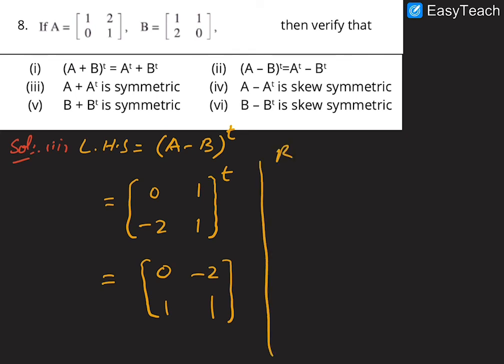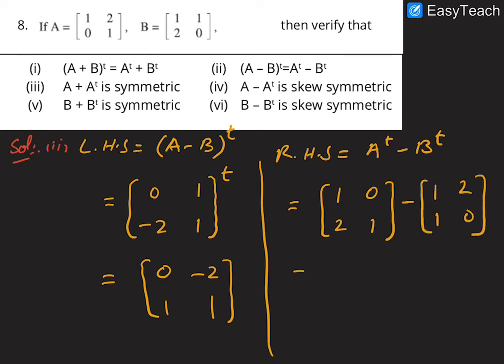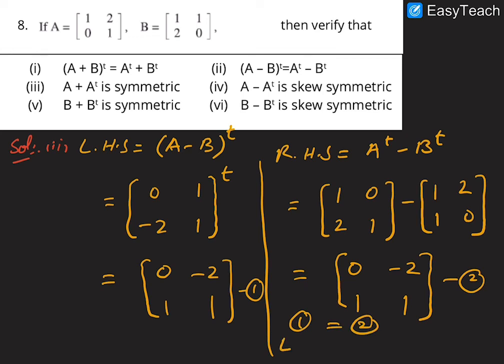Right hand side is A transpose minus B transpose. So what is A transpose? 1, 2, 0, 1, minus B transpose, which is 1, 1, 2, 0. So 1 minus 1 is 0, 0 minus 2 is minus 2, 2 minus 1 is 1, 1 minus 0 is 1, which is the same as the left hand side. So matrix 1 is equal to matrix 2, so left hand side is equal to right hand side. So we have verified this identity also.